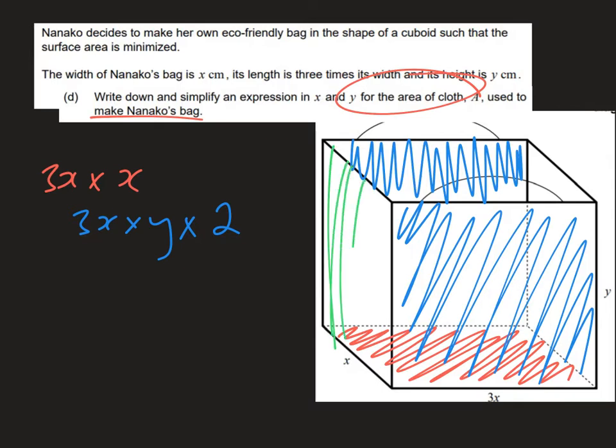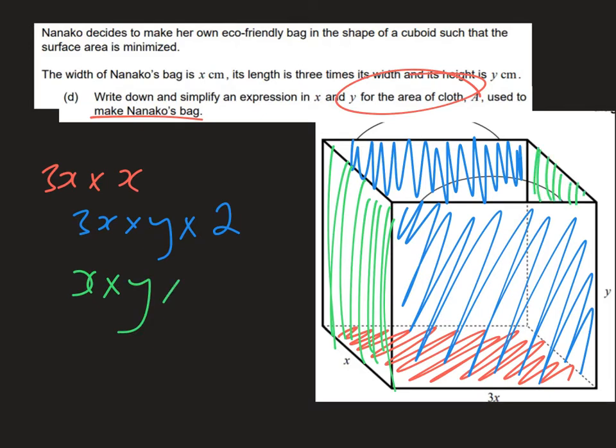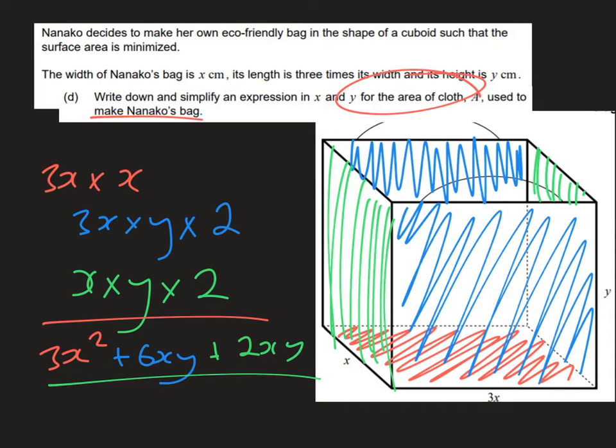And then we can look at the side panels. Say here, the area of this is going to be x times y. And again, on the other side, over here, this panel here is going to have the same area. So we can multiply that by 2. So if we add that all together, we are going to have 3x times x, so 3x squared, plus 3x times y times 2 is going to be 6xy, and then x times y times 2 is going to be 2xy. So that is going to give us 3x squared plus 8xy for the area of the bag.